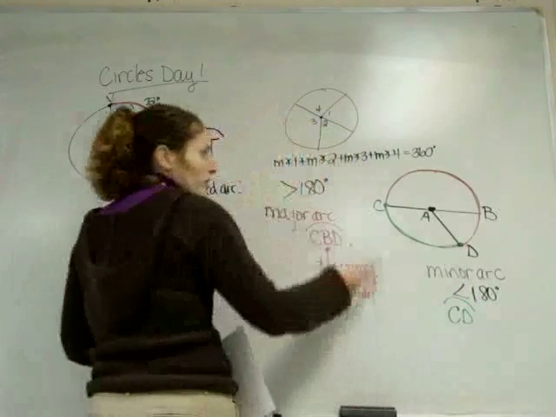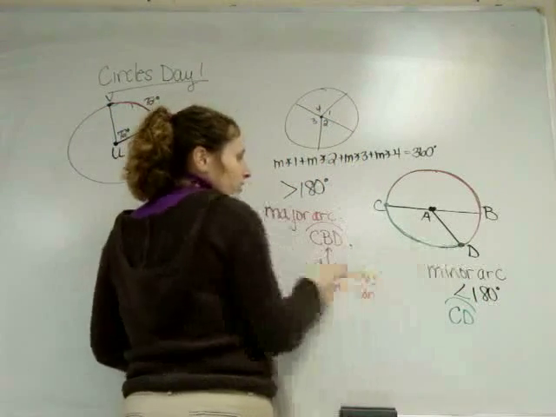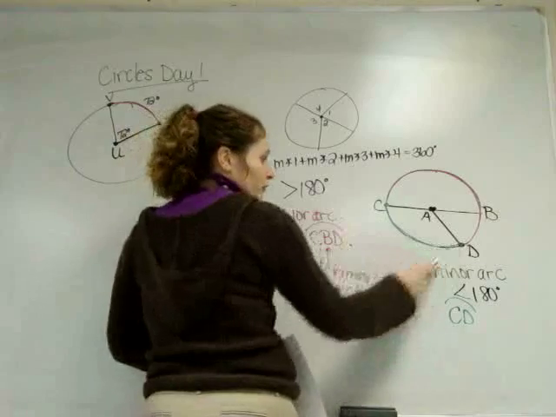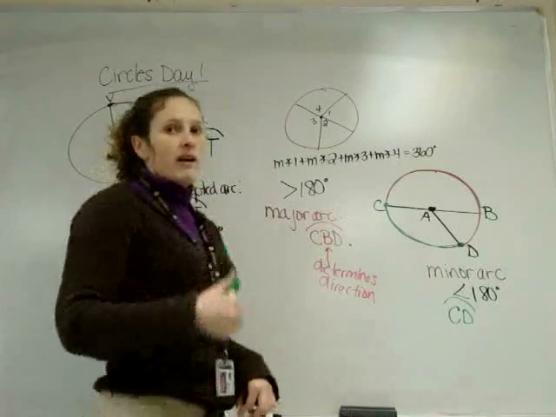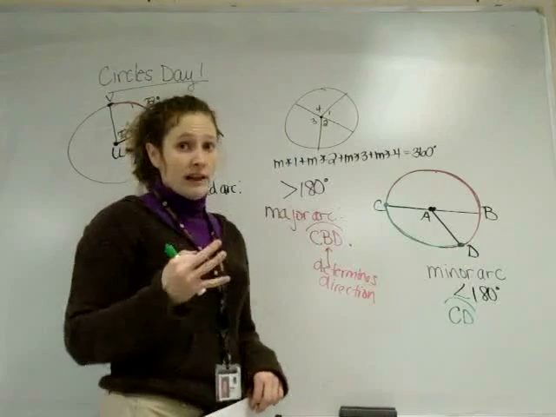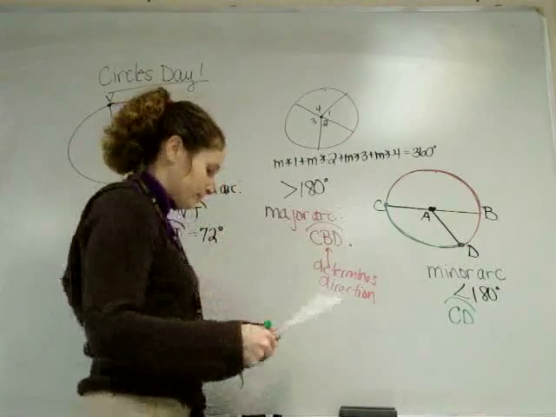You'll notice it has the same starting and ending point as our major arc, but it went in a different direction. You only need 2 letters to name a minor arc. Sometimes you'll see in the book they're going to use 3 letters, but you only have to have 2.